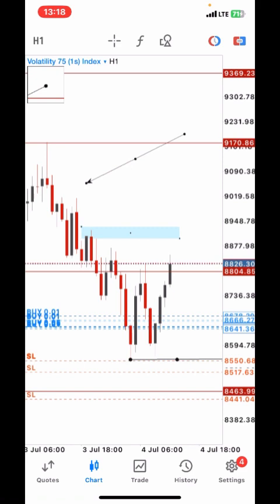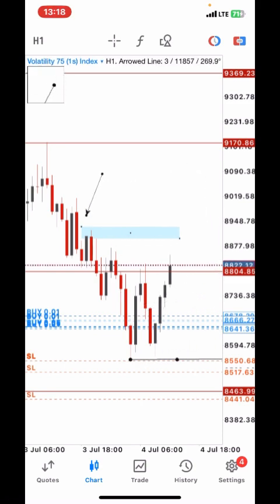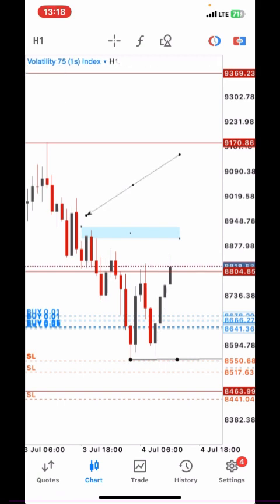Price moves in market structure, going lower low, lower high, lower low, lower high, lower low, lower high, lower low. Okay, so that's what we call a downtrending market structure, and the same thing applies to an uptrending market structure, where it creates higher highs, higher lows, higher highs, higher lows. So you need to understand the logic of the market movements.